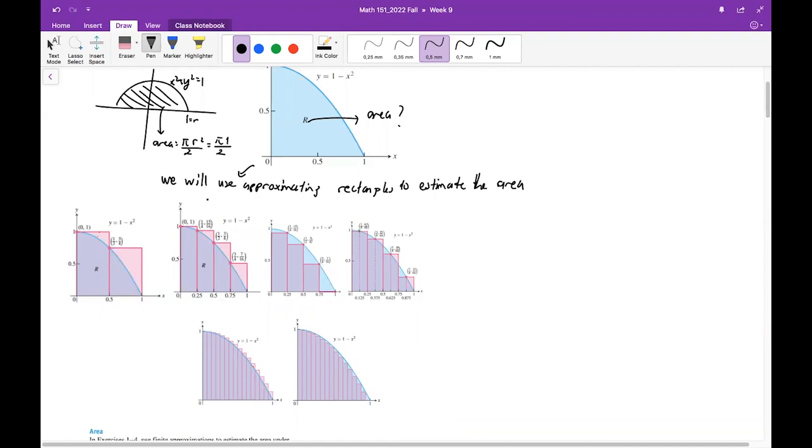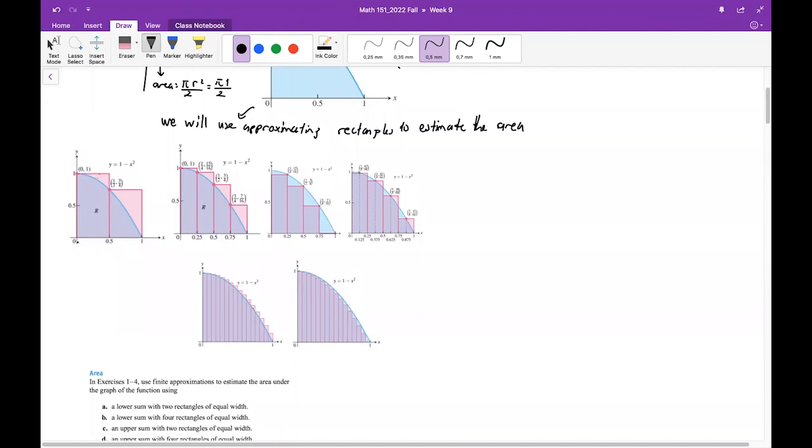For example, in the first figure, you see two approximating rectangles where this is the base of them. The base is 1/2, the same for the two approximating rectangles. How do we create these rectangles? In this first picture, we are using the left end points to draw the height. This is the left end point of the first interval. We decided to use two approximating rectangles, so we divided the interval into two equal subintervals. Now we are saying that we will be using the left end points to construct the height. This is the left end point of the first interval.